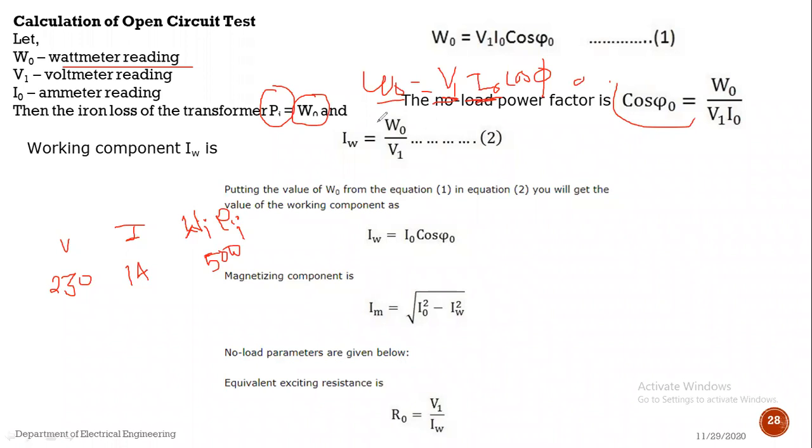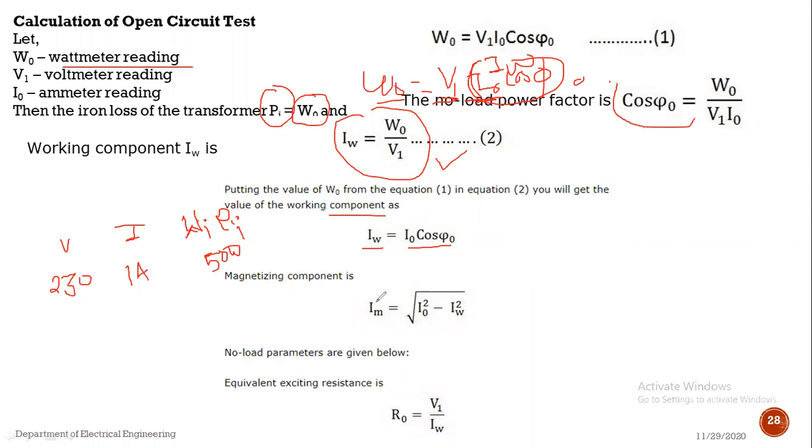So another formula for IW is nothing but W0 divided by V1. W0 divided by V1 वरून आपल्याला IW ची व्हॅल्यू मिळेल. Do you know that, sorry, IW is nothing but I0 cos of phi 0. या इक्वेशन मध्ये मी जर IW पुट केलं तर याच्यावरून मला व्हॅल्यू मिळेल W0 divided by V1. So हा पण फॉर्म्युला आपण डिराइव्ह करू शकतो. Putting the value of W0 from equation 1 in equation 2, we will get the value of working component IW is equals to I0 cos of phi 0.